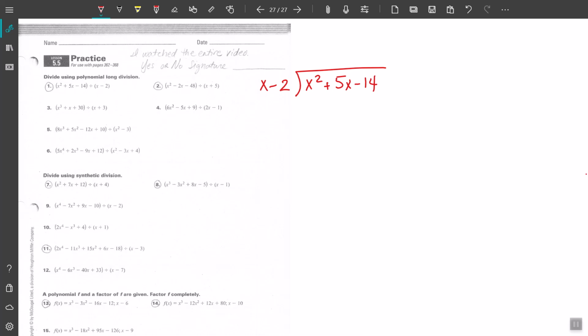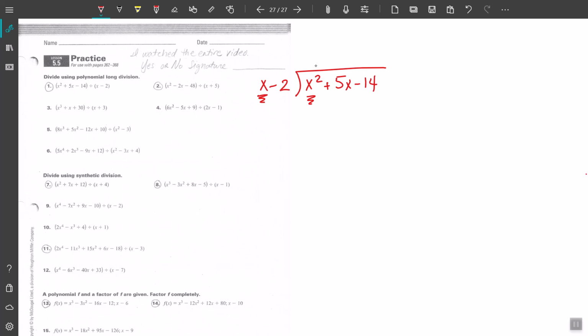And so we're going to start off by taking the lead term, the highest order term, which in this case is this x right here, and we're going to divide it into the highest term on the dividend, which is in this case the x squared. So this is where we start. So we say how many times does x go into x squared? So x squared divided by x would be x.